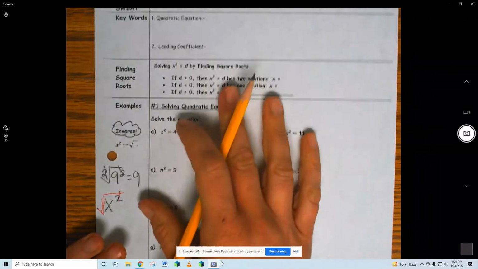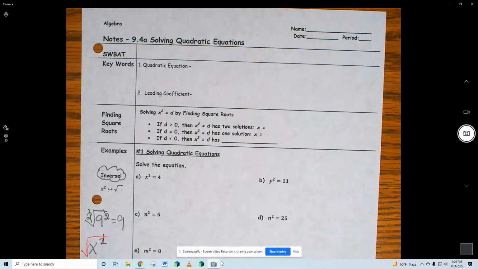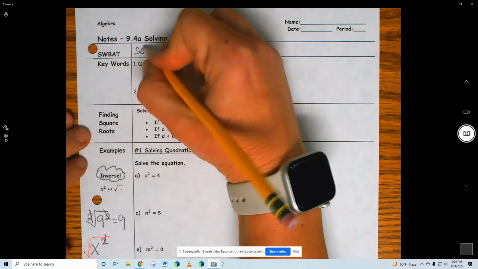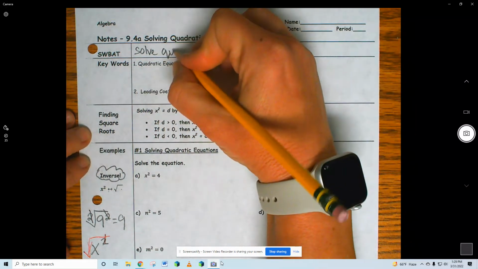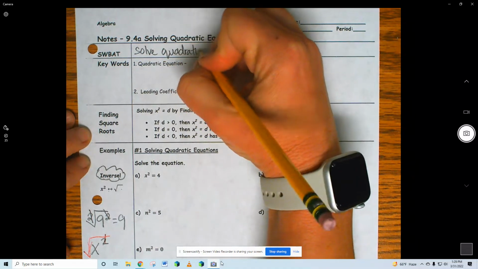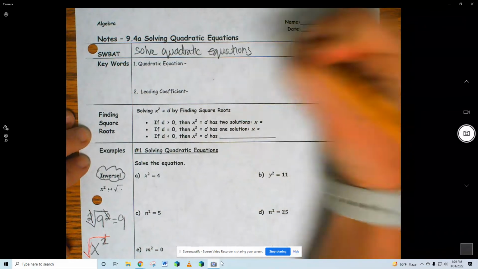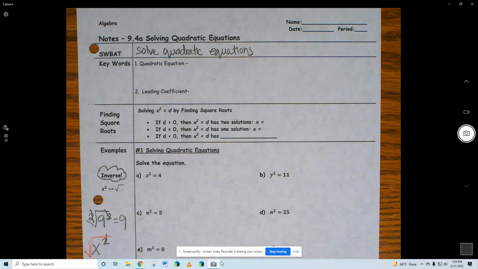So let's get back to our goal, the top of our paper. Students will be able to solve quadratic equations. Today's a first easy day, and we're going to go a little bit harder each day, and I'm going to add more components to this.